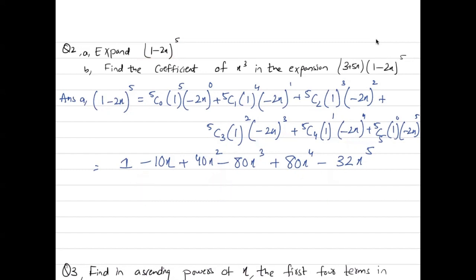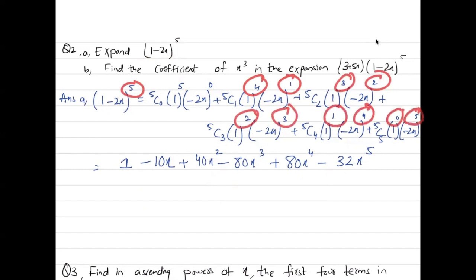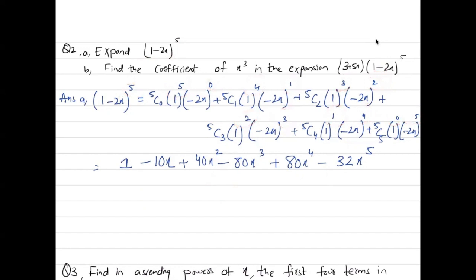Okay, and in the last class we had a discussion on this, that both the powers of the first term and the second term must also add up to give you the total power. So 4 plus 1 is 5, 3 plus 2 is 5, 2 plus 3 is 5, 1 plus 4 is 5, 0 plus 5 is 5, 5 plus 0 is 5. So this is the term independent of x. This is the coefficient of x, or the term in x, the coefficient is minus 10. The coefficient of x squared is 40. The coefficient of x cube is minus 80. Okay, so that's the expansion.